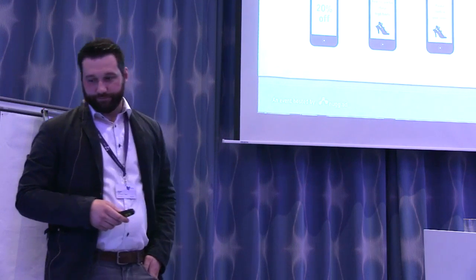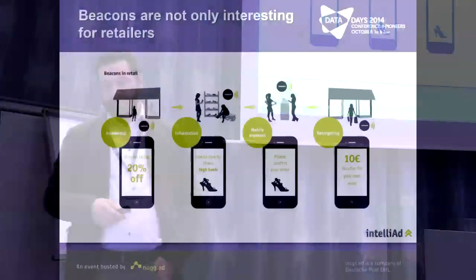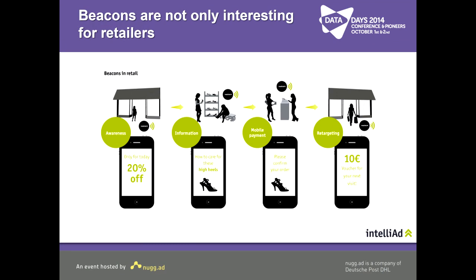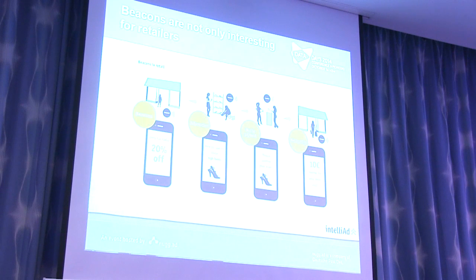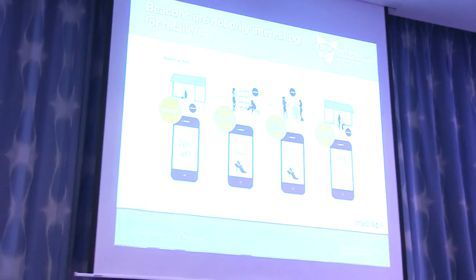So this is the classic one for the retail business. Just for an example, it's like a value chain for the retail business. You can get awareness from a user. You can make them aware to come into your shop, so you get new customers. You can provide them with information about different products.